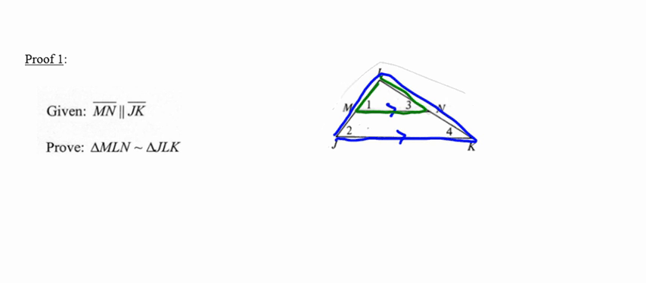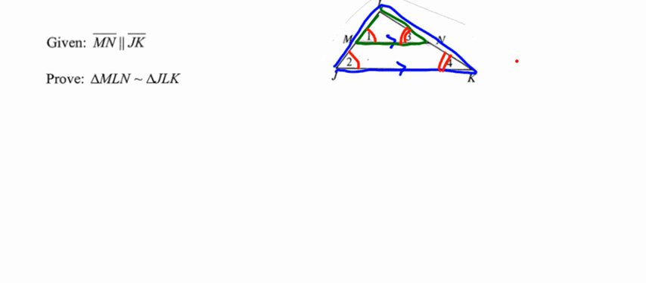Well, based upon what I know about parallel lines, I know that anytime two lines are parallel, corresponding angles are congruent. Therefore, angles 1 and 2 must be congruent, and likewise, angles 3 and 4 must be congruent. So that gives me two angles in the green triangle congruent to two angles in the blue triangle, proving that our two triangles are therefore similar. So let's see now how this would look if we were to write it in a proof.